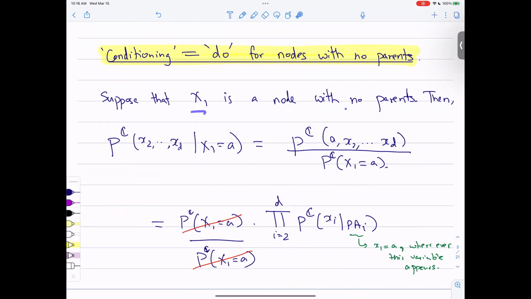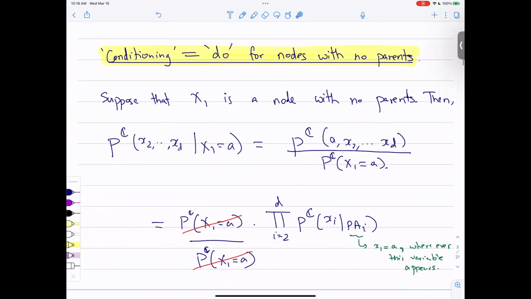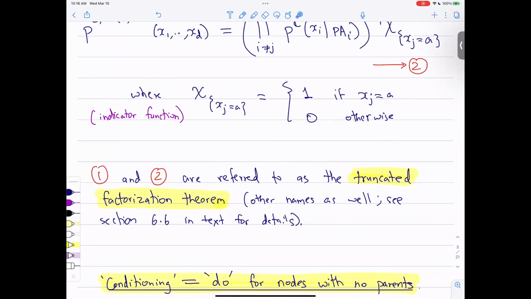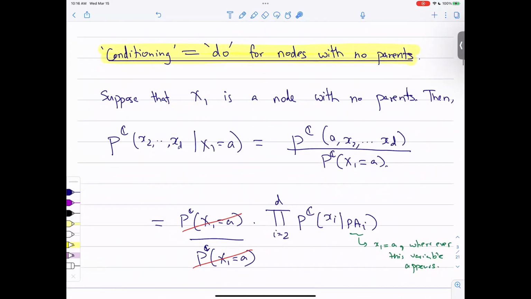Suppose x1 is a node with no parents. Then let's look at the original observation model and see what conditioning does. I want the joint distribution on the other variables x2 to xd, conditioned on x1 equal to a. I'm dealing with the deterministic case, an atomic intervention, where it's always equal to a. This is simply the joint distribution of a and all the others divided by the probability that x1 equals a.